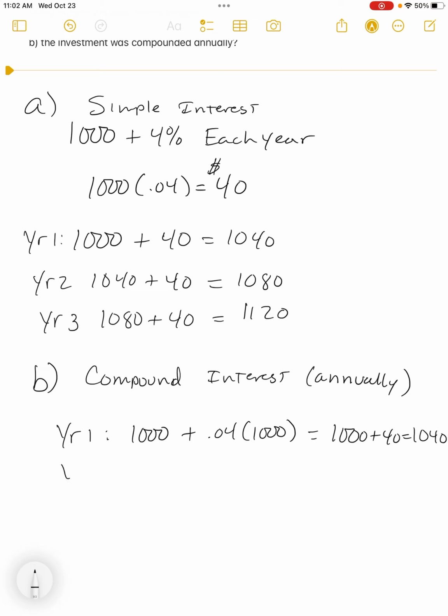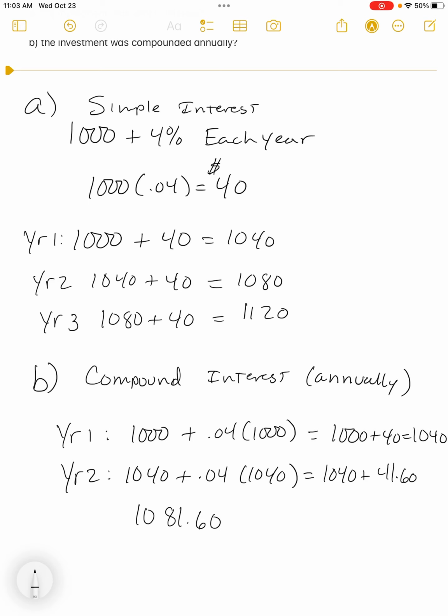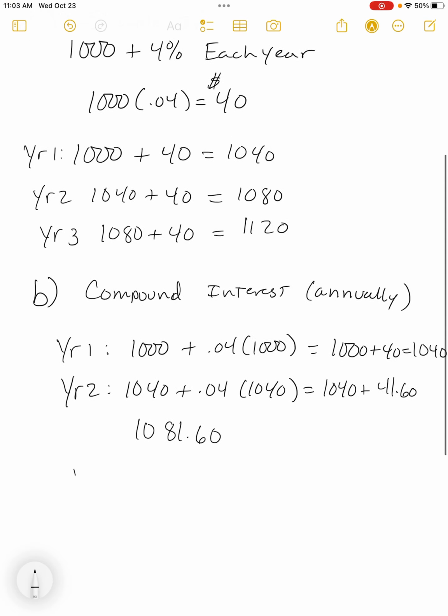It's 1,040. But when we get to year two, I'm going to take my 1,040 and now add 4% of the 1,040. So instead of adding $40, if I take 1,040 times 0.04, I'm going to make $41.60. So at the end of year two, I have not just $1,080, I have $1,081.60. So I made an extra $1.60 in that process.